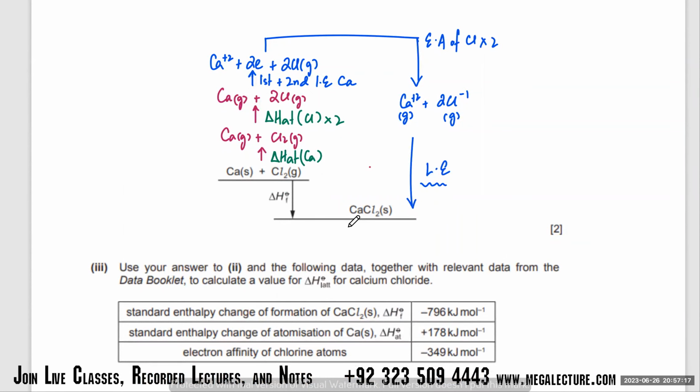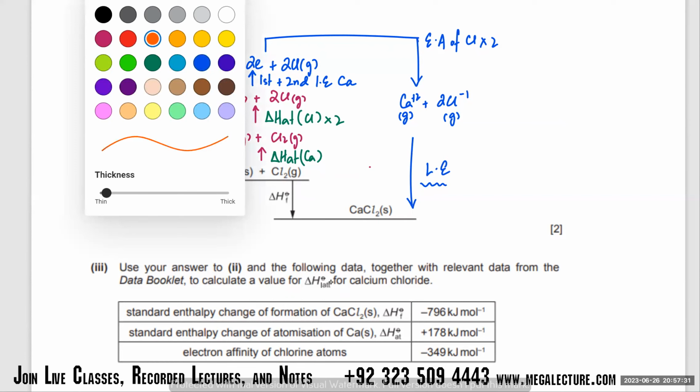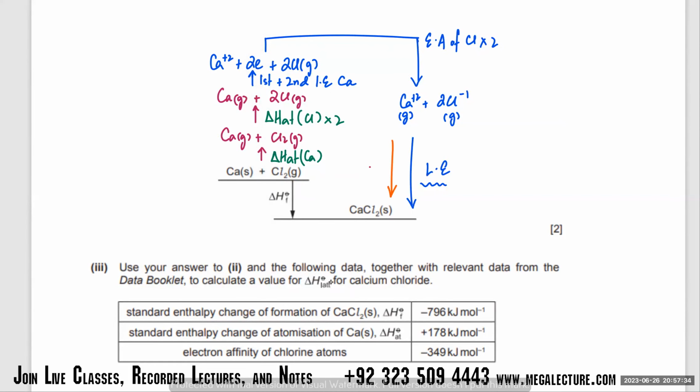You just have to fill in the data now, and you have to find the lattice energy, that's it. For that, this has to be equal to the other path. Lattice energy is in the opposite direction. So lattice energy is basically equal to plus 349 times 2. I have to reverse the arrow.